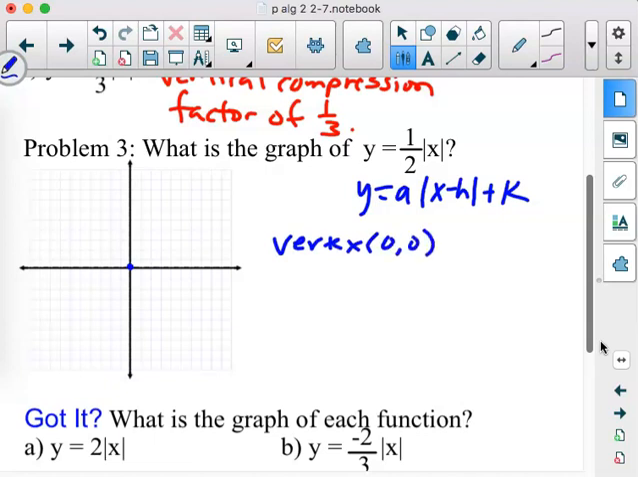When we graph, we use that a value that's in front as the slope of the right side. So I can't go up 1 and over 1 this time. How do I have to go? Up 1 and over 2. And then remember, we do the opposite for the other part of the v, so we're going to go up 1 and left 2.